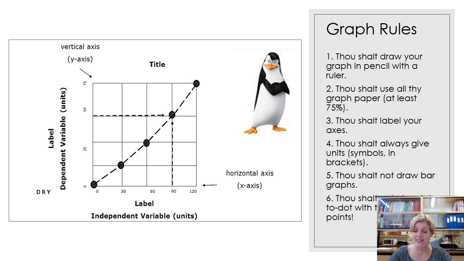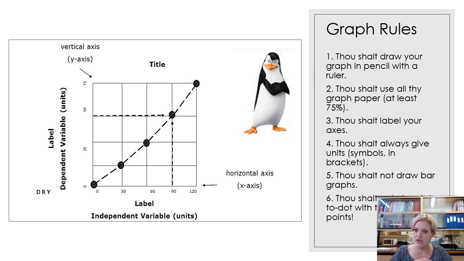The first one is it needs to be in pencil with a ruler. You do not draw dot to dot, but you need to draw your graph in a scientific manner. In other words, no sketching. This isn't art. I want it with a ruler and with pencil. If you draw it with pen, I'm minusing a mark. You need to use 75% of your graph paper.